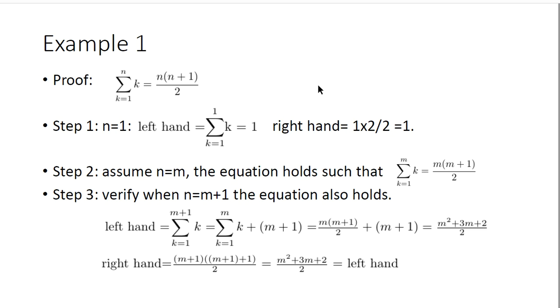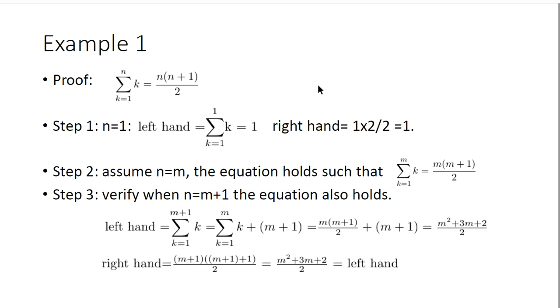Step 2. Assume n equal m, the equation holds, such that the sum of k equal to 1 to m equal to m multiplied by m plus 1 divided by 2. Okay, that's what we assume when n equal m, the equation holds. Final step, verify when n equal m plus 1, the equation also holds.